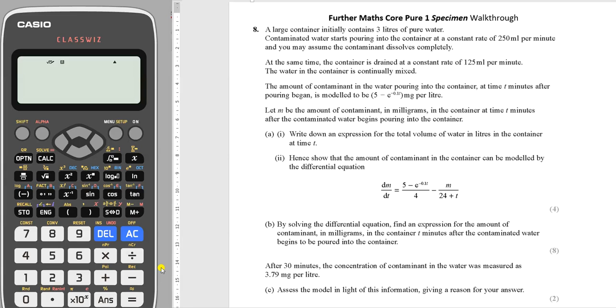Edexcel Further Maths, Core Pure 1 Specimen paper. This is question 8. First glance, there's a lot of words in this question. Down a little lower, we can see a first order differential equation.